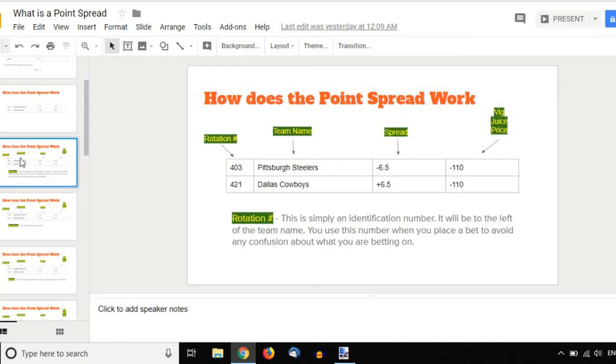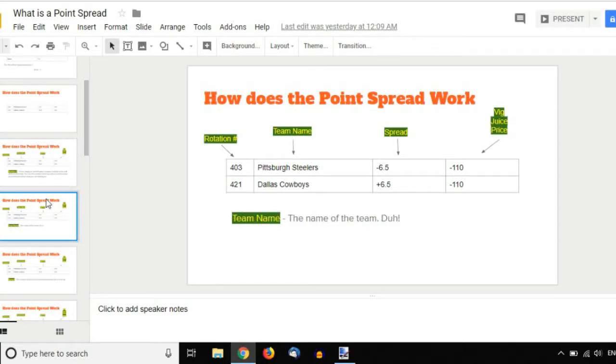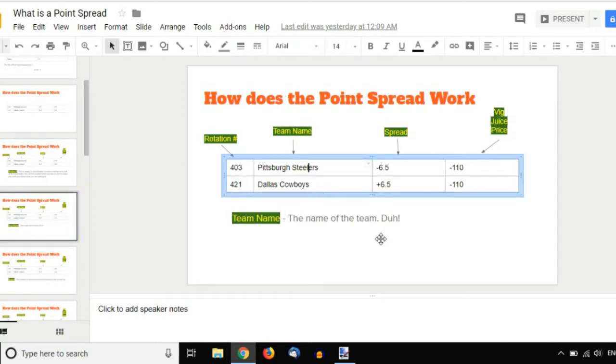So point spread, how does it work? If you're taking a look at the betting line, the first number, this number right here, that's your rotation number. Rotation number is just an identification number. It's something that they give to that line, so that when you are placing your bet, there's no confusion over what you said. You're going to go up and bet line 403. There's no confusion over that. You're not saying Pittsburgh Steelers and they think you're saying the Pittsburgh Steagles. I don't know that, but just so that there's no confusion on it, they assign it an individual number. Number two, that's your team name. Pretty self-explanatory. Name of the team. So Steelers, Cowboys. That's who you're betting on.